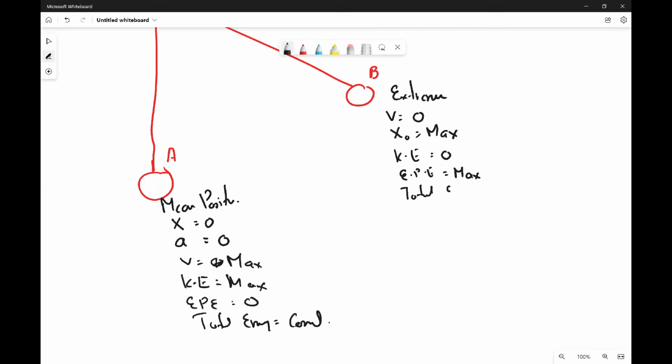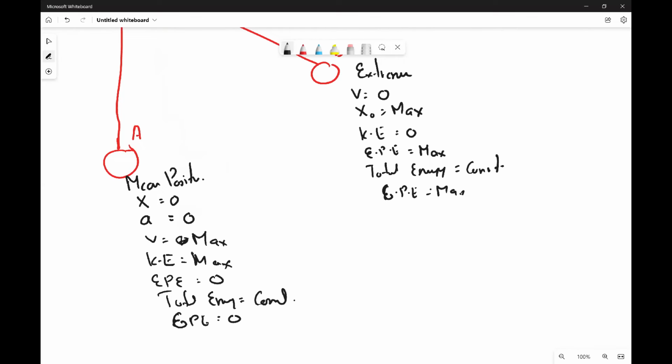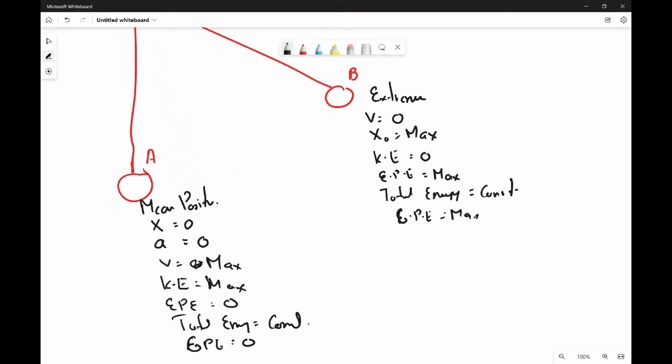What about the gravitational potential energy? Gravitational potential increases with distance, right? So if kinetic is 0, gravitational potential would be maximum at this point. And gravitational potential would be 0 at the mean position. Okay? So you need to know all of these changes.